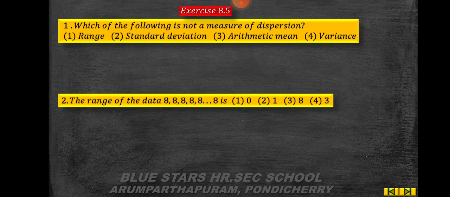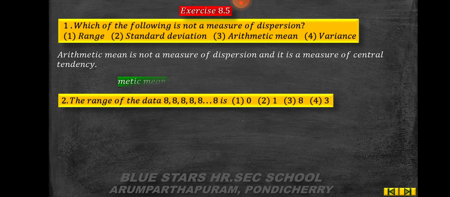Question number 1, which of the following is not a measure of dispersion? Option 1, range. Option 2, standard deviation. Option 3, arithmetic mean, and option 4 is variance. Arithmetic mean is not a measure of dispersion because it is a measure of central tendency. So the correct answer is option 3, arithmetic mean.